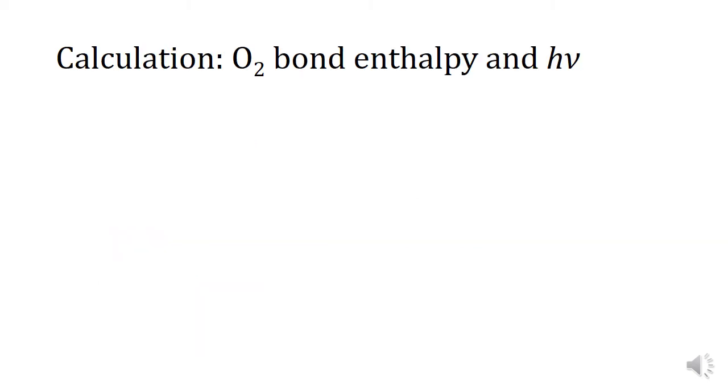Okay, so this is another question on one of the reactions that leads into that bond enthalpy of light using UV energy. We're going to start by looking at the enthalpy of this oxygen double bond oxygen, and that is 498 kilojoules per mole.